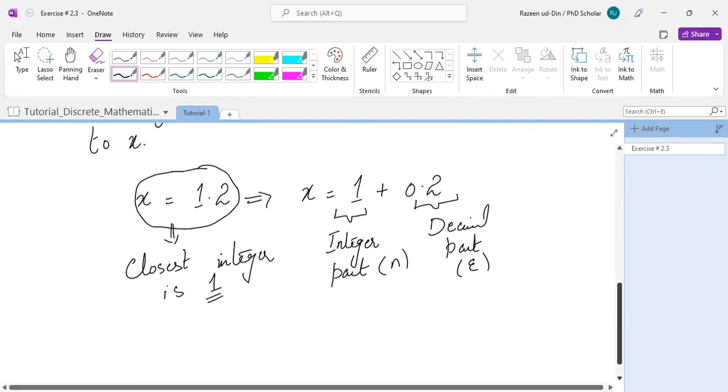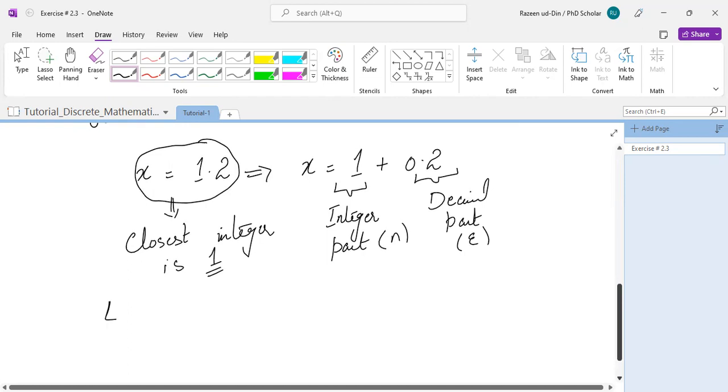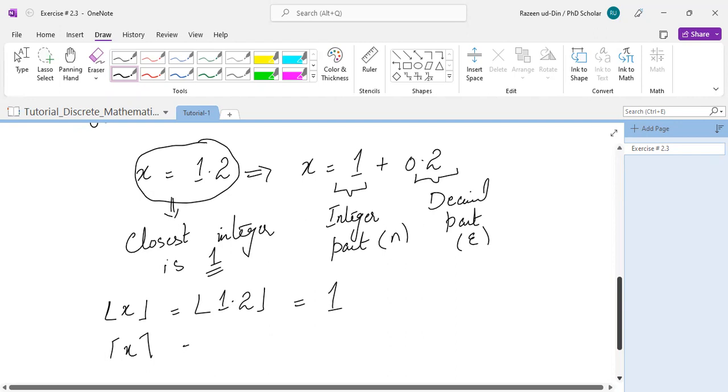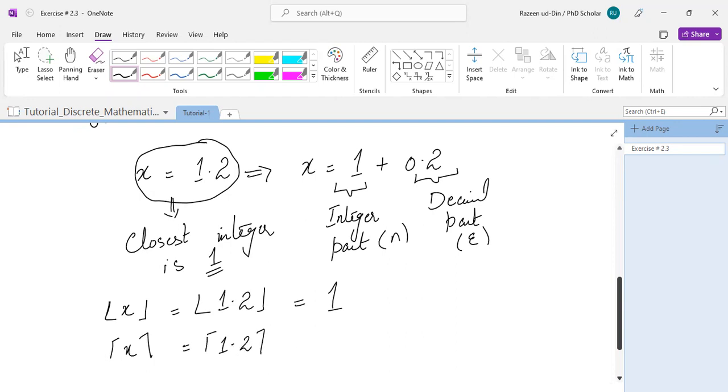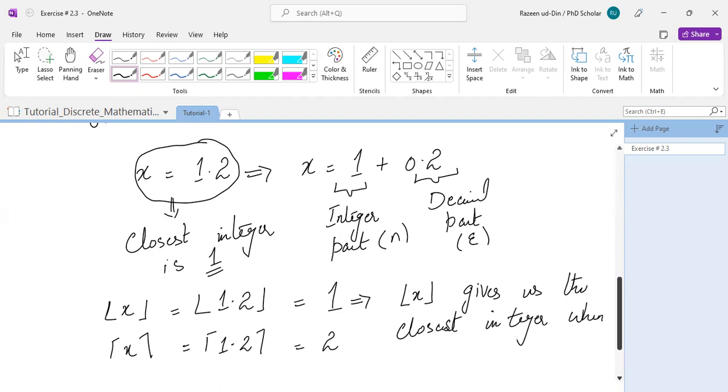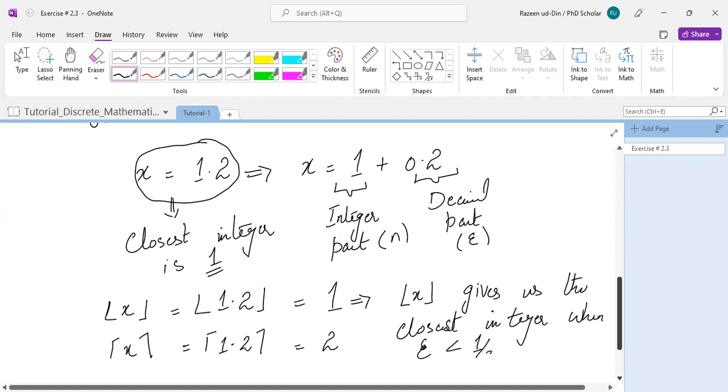Now let's find out the floor and ceiling of this x. The floor of x, i.e. floor of 1.2, gives us 1, and the ceiling of 1.2 gives us 2. This means that the floor function gives us the closest integer when epsilon is less than half, because the answer of the floor function gave us 1, and we know that 1 is the closest integer to the given real number 1.2.